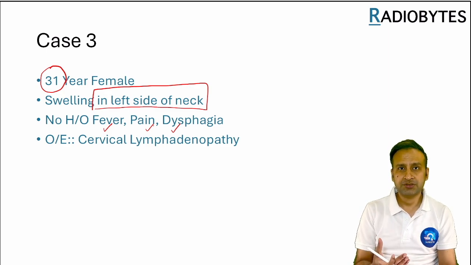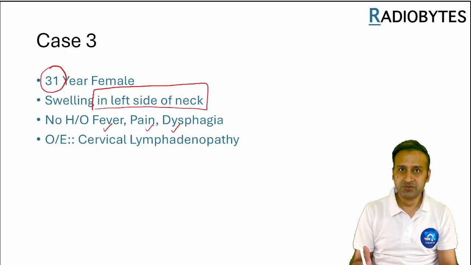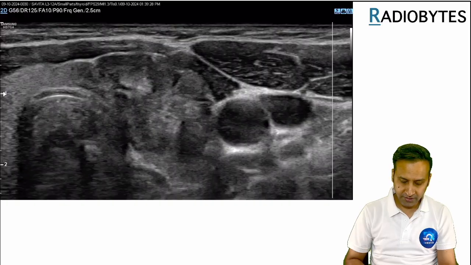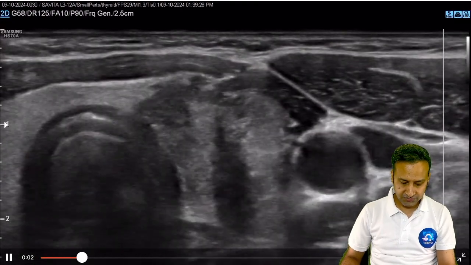And on examination, the clinician was sure that this is nothing but an enlarged cervical lymph node. So this patient was initially sent to us for assessment of the cervical lymph node status, but we want something else. Let's have a look at the cine loop.